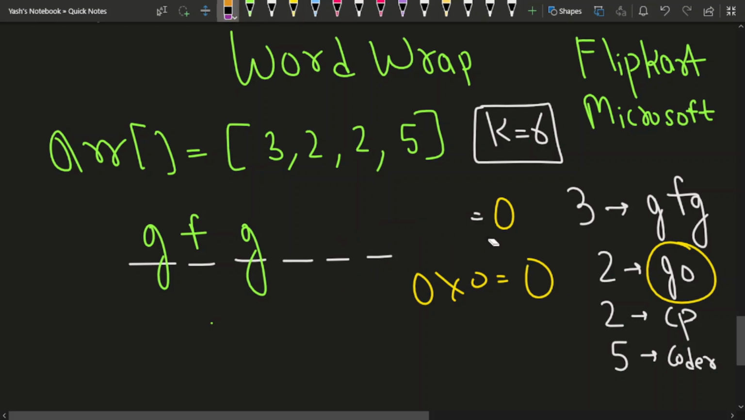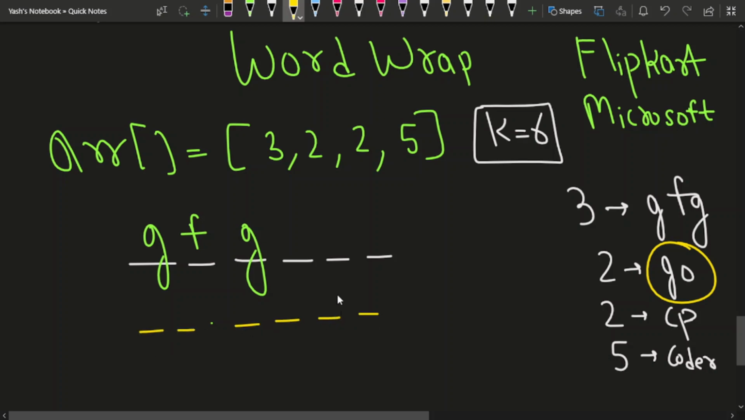But suppose instead of putting this Go in the same line, I had put it in the next line, which also contains space for 6 characters. In that case, I can say that three characters are basically wasted.